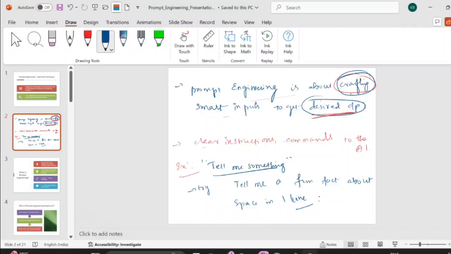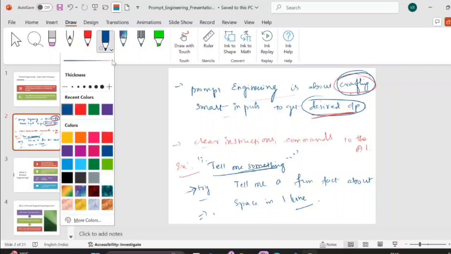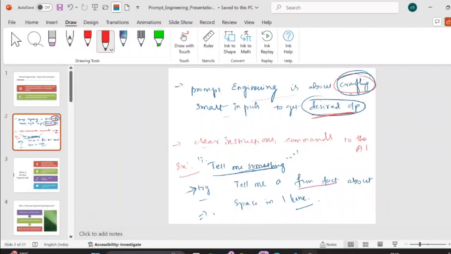When we move to the practical session, we'll explore everything in a practical way. Just listen first. I'm going to give an instruction to ChatGPT, which is "tell me something." You don't know what type of content it needs to respond with as output. So I give another command: "tell me a fun fact about space." It will give a better result when we directly mention a fun fact about space in one line.